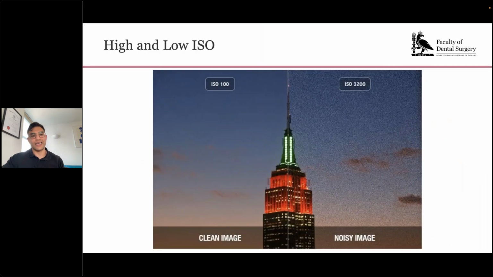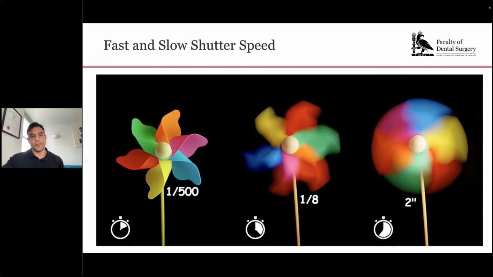So here you can see on the left a low ISO, so you've got a correctly exposed image, and on the right you've got a high ISO, but you've got all this graininess, this noise. For dental photography, we keep the ISO at 100. So we keep the camera as least sensitive to light as possible, but we control the light and we produce a lot of light using the flash and the other factors.